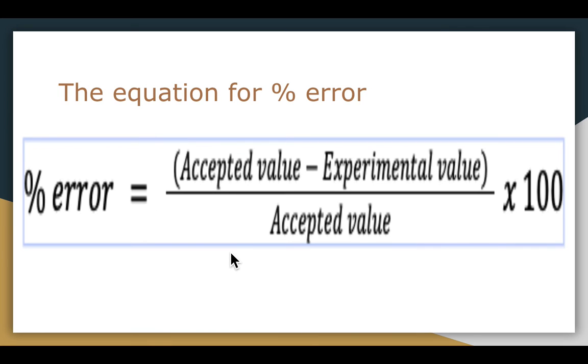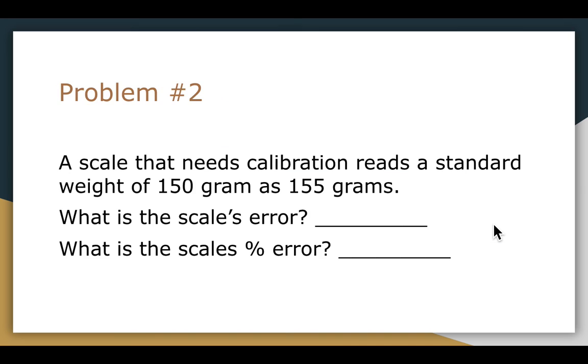Now we can also calculate something called the percent error. So that's how far off percentage-wise you are from the accepted value. So the formula for that is essentially you're taking your error, your accepted value minus your experimental value, whichever way you want to do that, over the accepted value times 100. So let's do an example.